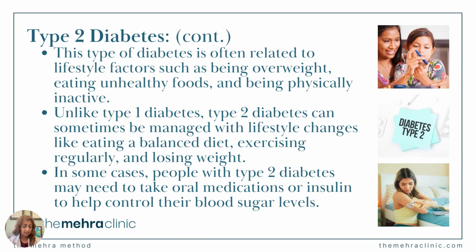This type of diabetes is often related to lifestyle factors such as being overweight, eating unhealthy foods, and being physically inactive. Unlike type 1 diabetes, type 2 diabetes can sometimes be managed by lifestyle changes like eating a regular balanced diet, exercising, and losing weight. In some cases, people with type 2 diabetes may need to take oral medication or insulin to help control their blood sugars.